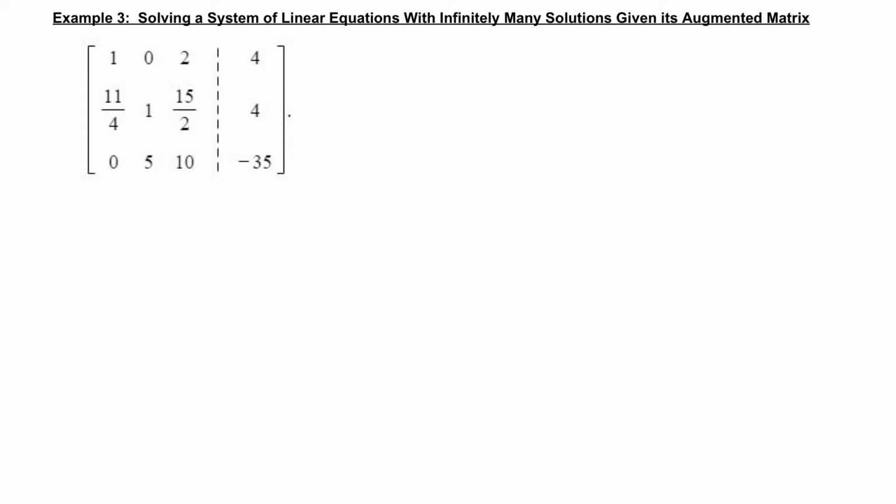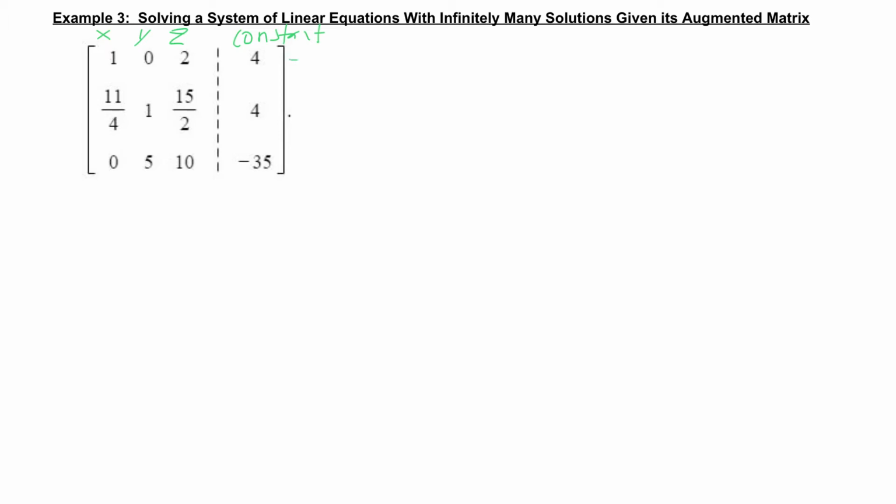In example 3, we are going to solve a system of linear equations with infinitely many solutions. If we take a look at our matrix, remember our first column is x, second column represents our y's, third column represents our z's. So this is our column of x's, column of y's, column of z's, and our last column is our constant.